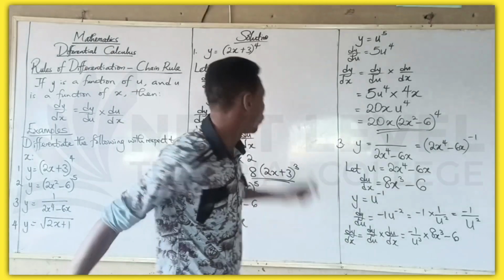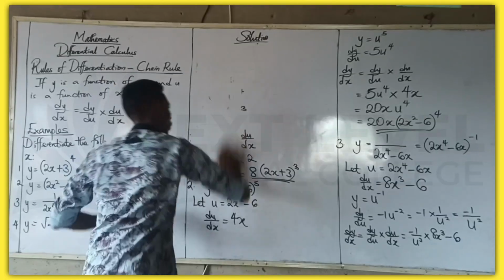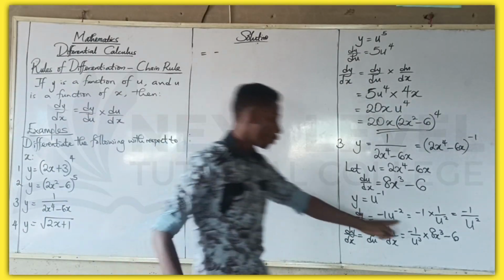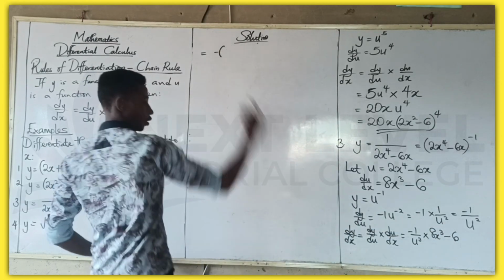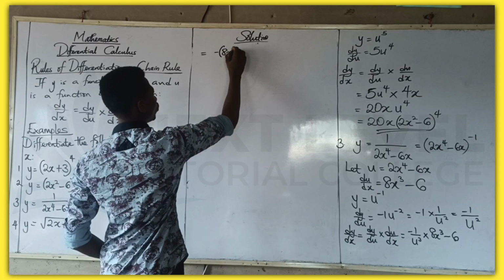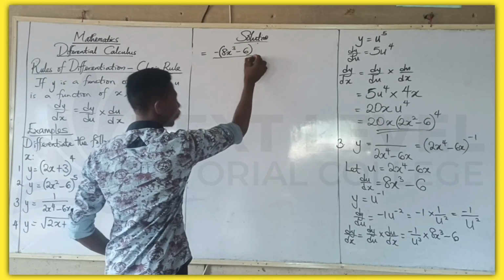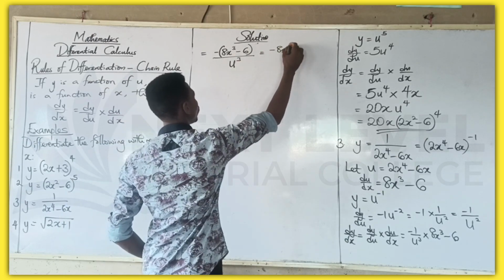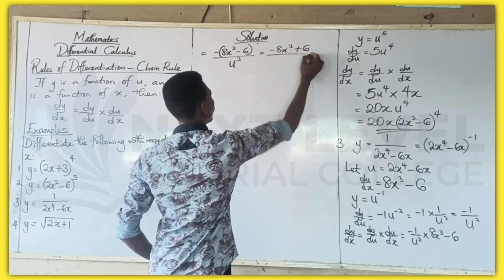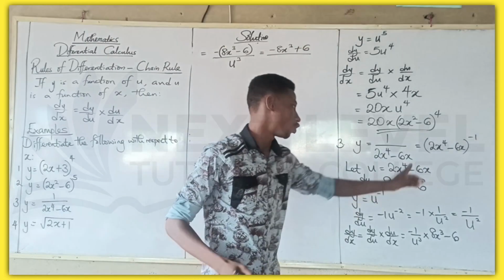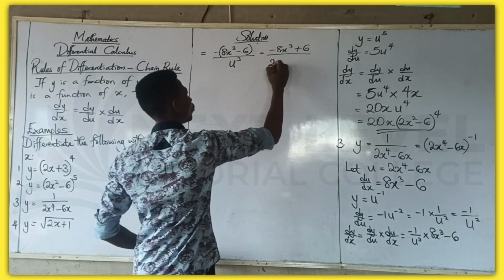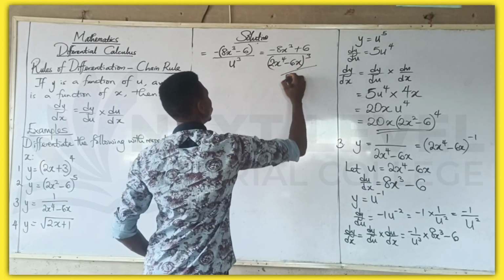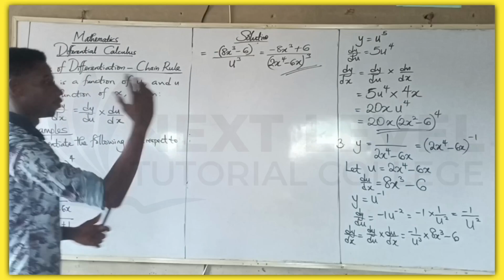To finish the final answer, let me quickly clean this space. So that will give us minus 1 times, I can use a bracket there, 8x cubed minus 6, all over u raised to power 2. If you expand this with the minus, you have minus 8x cubed plus 6, all over u, which is 2x raised to power 4 minus 6x. So we have 2x raised to power 4 minus 6x, everything raised to power 2. And this is our final answer for number 3.